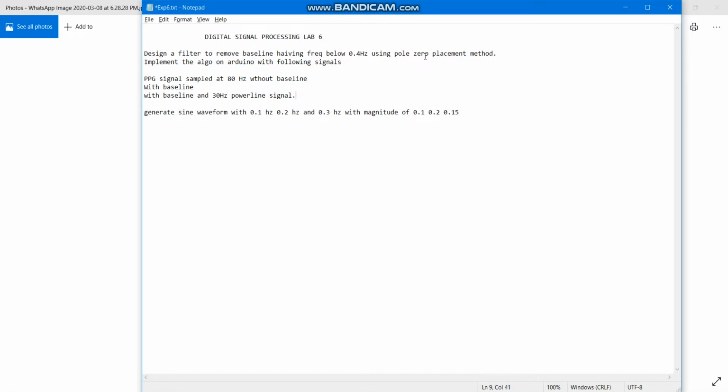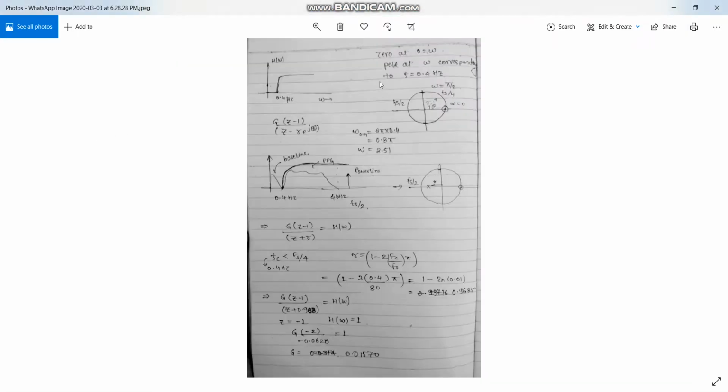So in what we have studied about the pole zero placement method in the theory course, the method says that whenever we are designing a filter, if you want to maximize the gain of a certain frequency, we generally place a pole at that frequency, and if we want to minimize the gain of a component, we just place a zero on the unit circle.